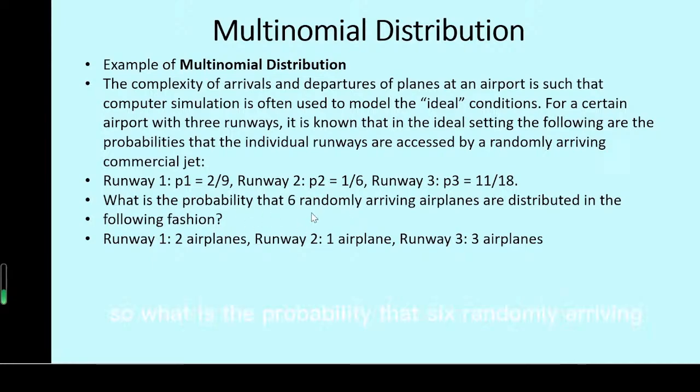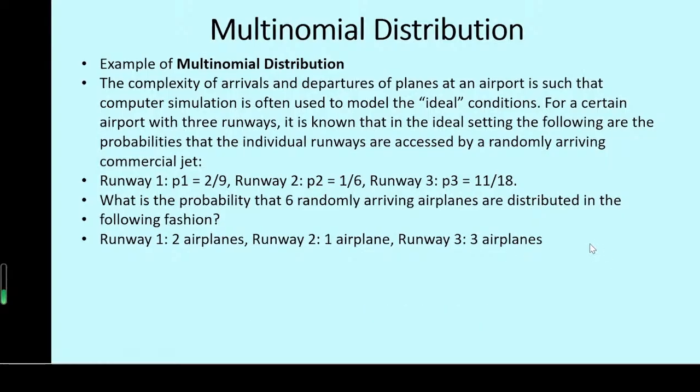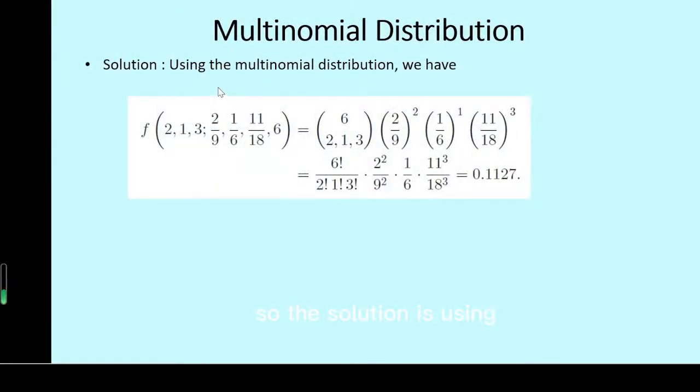What is the probability that 6 randomly arriving airplanes are distributed in the following fashion: runway 1 with 2 planes, runway 2 with 1 plane, and runway 3 with 3 planes? The solution is, using the multinomial distribution, we have the probability for 2, 1, 3 with probabilities 2/9, 1/6, 11/18 in a total of 6 trials, which is the multiplication of all these terms. The result is about 0.1127.